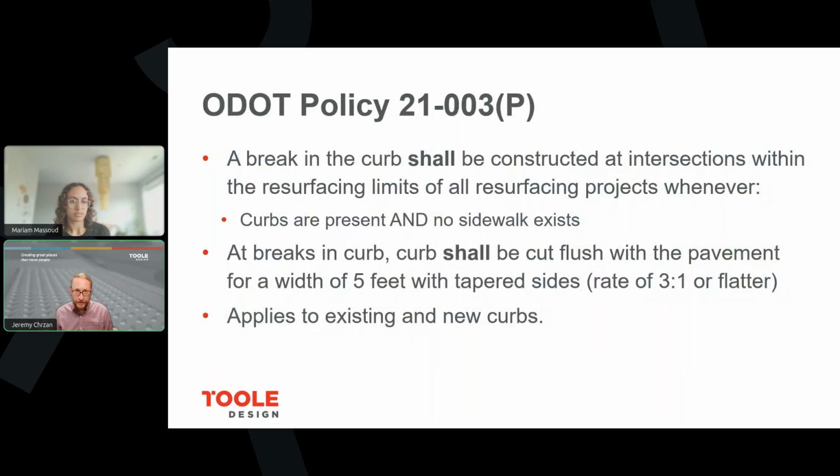The policy also says that a break in a curb needs to be constructed to provide access for a person with disabilities at all intersections, that you need to provide a break in that curb if there is a curb line, even if there isn't a sidewalk present. And if we are doing this, then the existing curb has to be cut flush with the pavement for a width of at least 5 feet, and then you taper the sides of that at a 3-to-1 or flatter.